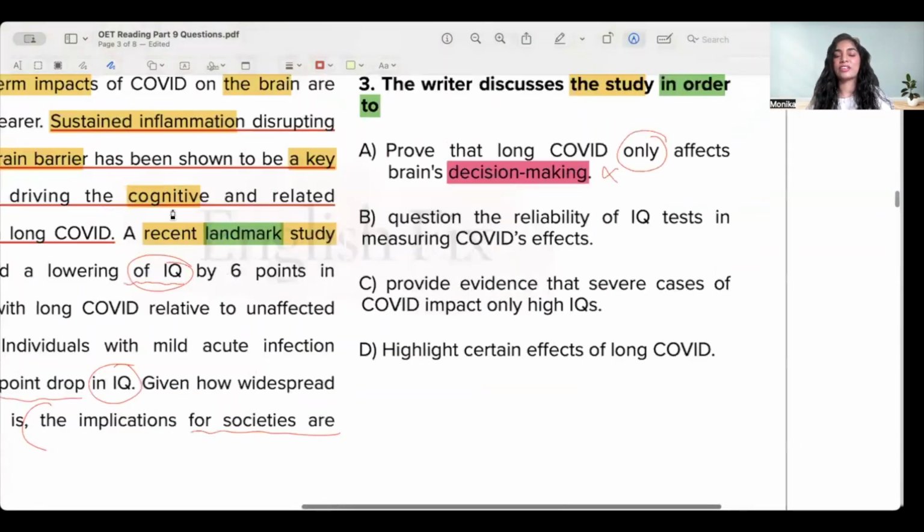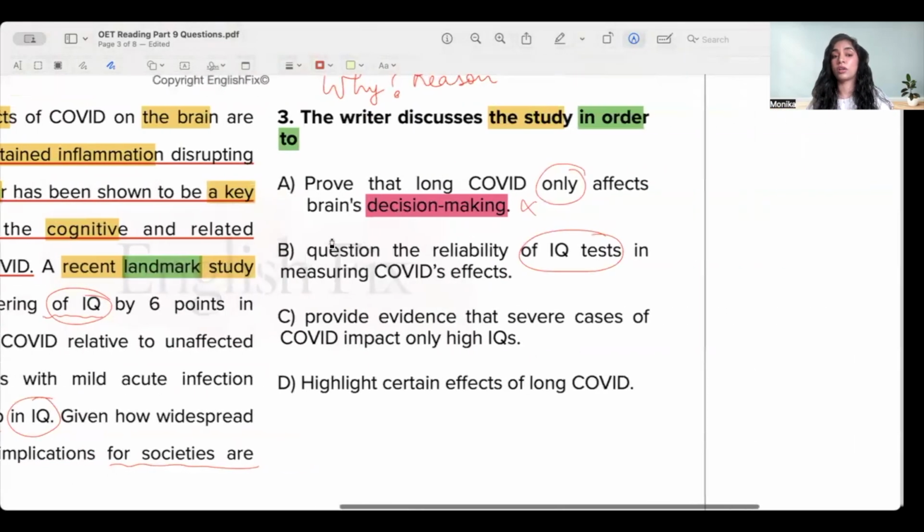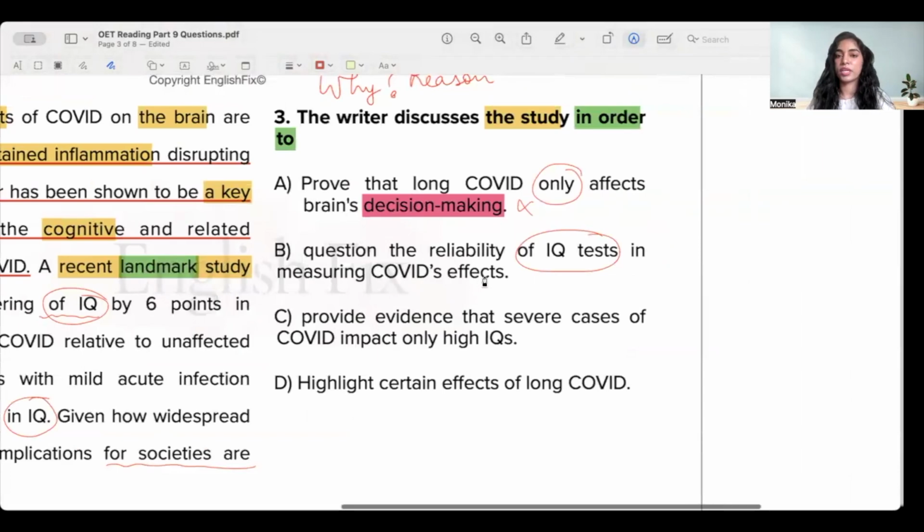Because before that, he did not make a point about an IQ test. He made a point about the effect on the cognitive. Okay, so no, but I'm still going to consider it for those students who are still going to be in doubt, and we'll see how it is wrong. C, provide evidence.